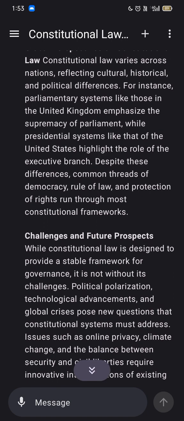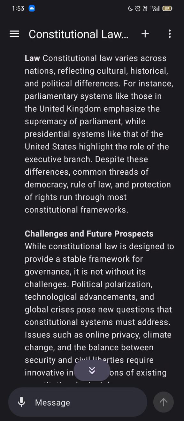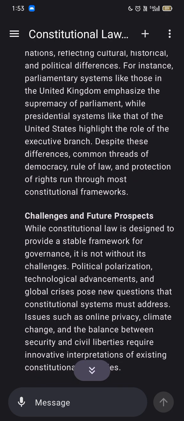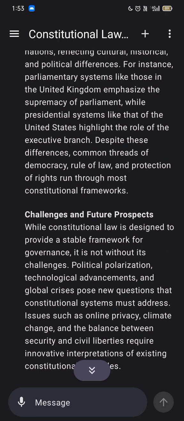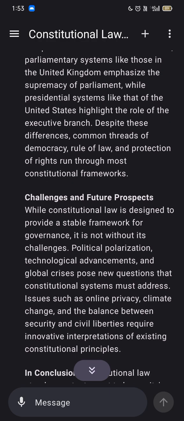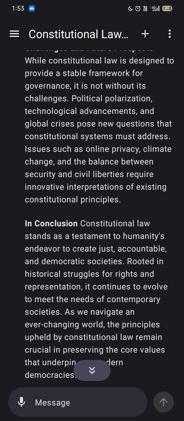Global perspectives of constitutional laws. Constitutional laws vary across nations, reflecting cultural, historical, and political differences. For instance, parliamentary systems like those in the United Kingdom emphasize the supremacy of a parliament, while presidential systems like that of the United States highlight the role of the executive branch.